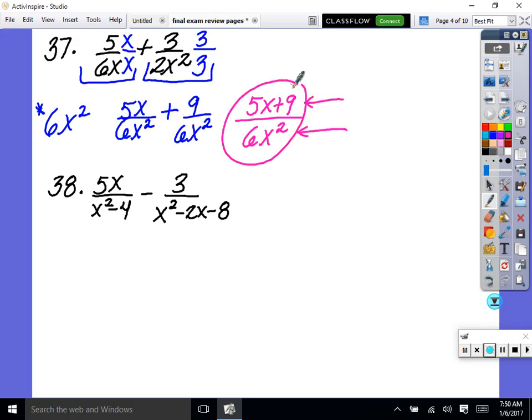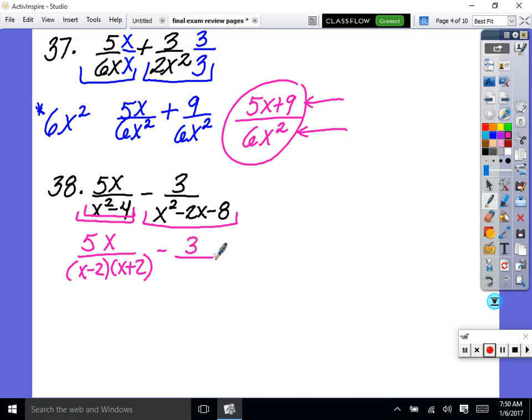Okay, looking over here at 38. So we need a least common denominator. So we need to have all of our bottoms factored out. So this piece is really 5x. You should push pause on the video. Make sure you can factor this. x minus 2, x plus 2. And then right here, this is going to factor to be, so we have minus 3 over, push pause, make sure you can factor that correctly. So that piece becomes x minus 4, x plus 2.